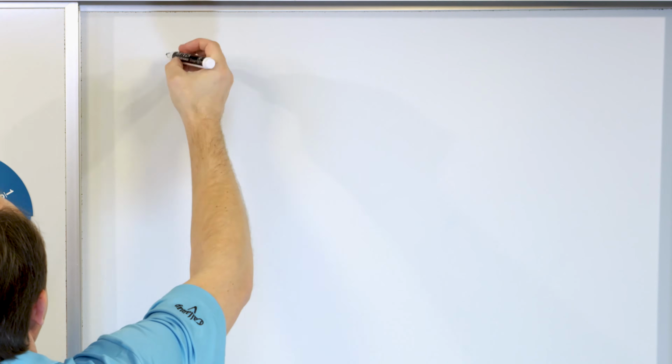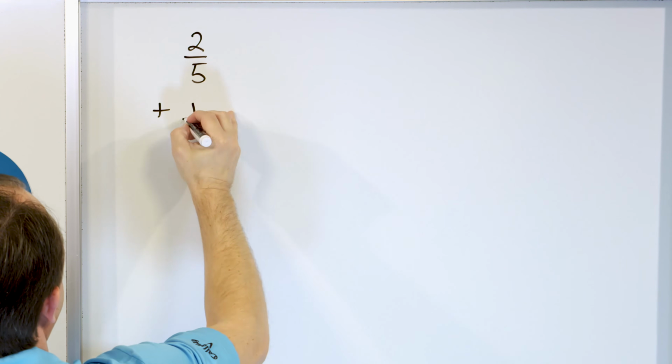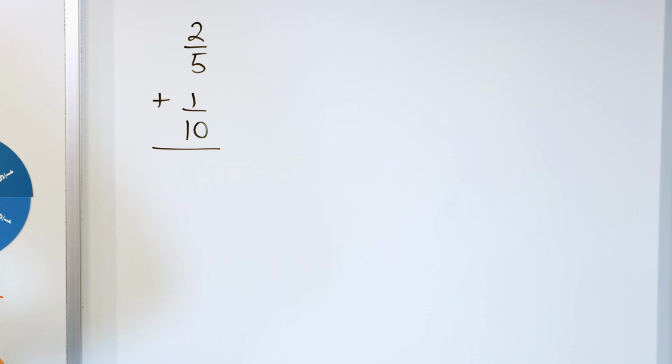All right, let's take a look at problem number 3. Let's say we have 2/5, and we're going to add it to 1/10. 2/5 plus 1/10. So again, let's do the models at the end. We have a 5 and a 10 for the denominator.